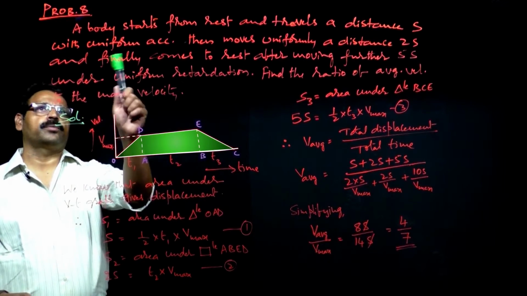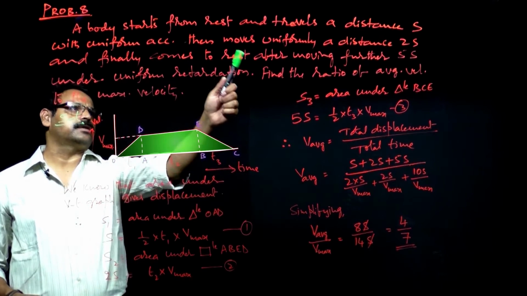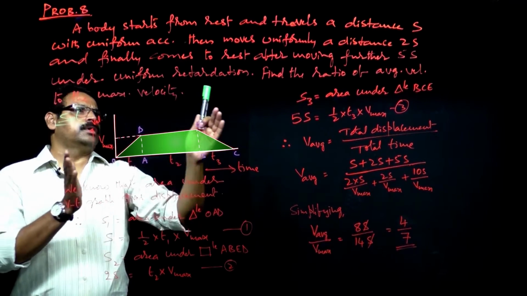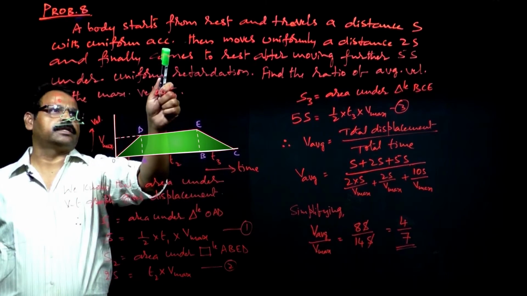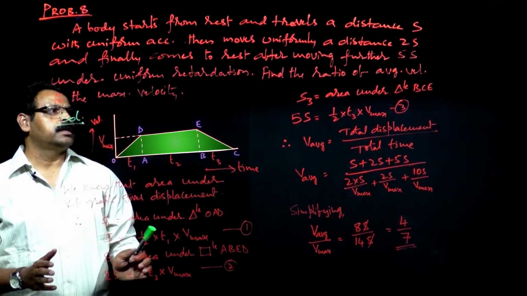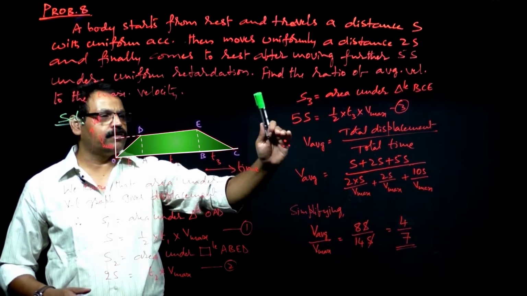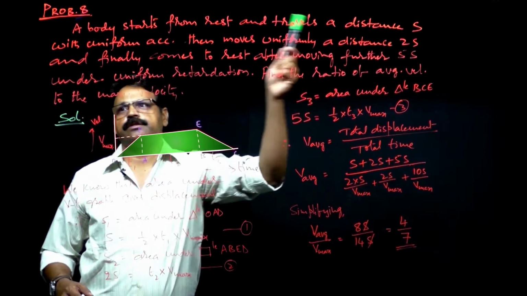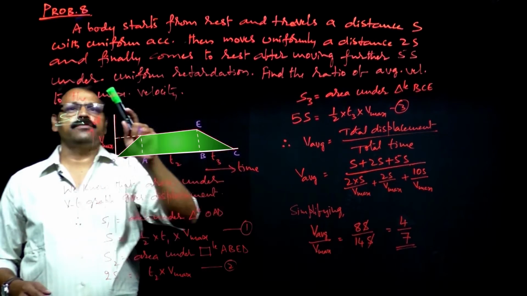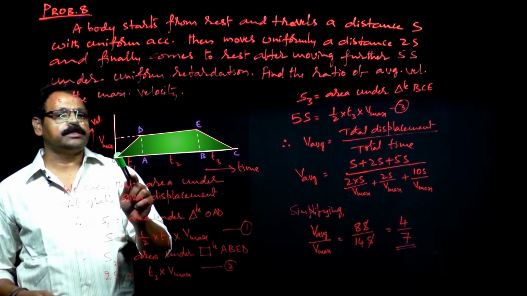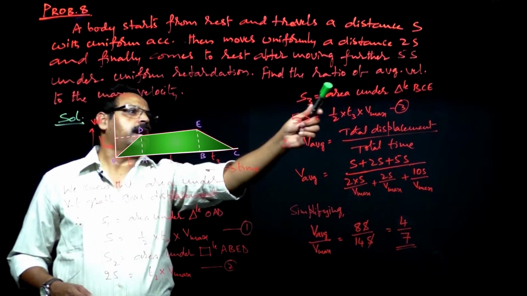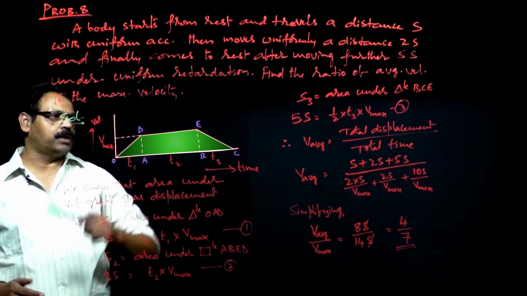Now we look at a problem: a body starts from rest and travels a distance s with uniform acceleration, then moves uniformly a distance 2s. That means it is not accelerating now, it is moving with the velocity required for a distance 2s. Then it comes to rest after moving a further 5s under uniform retardation. That means the body is accelerated first, then remains the same, then is decelerated. Find the ratio of average velocity to the maximum velocity.